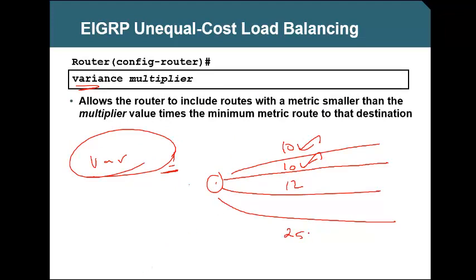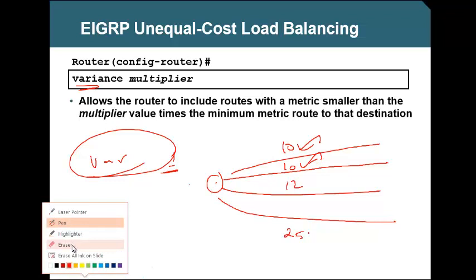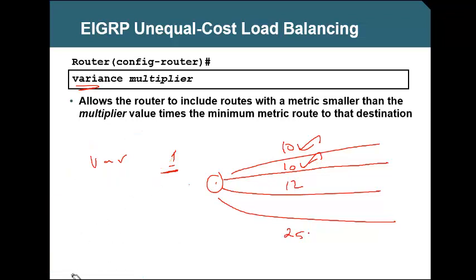This variance is just to tell that take the lowest metric. See, that is why it is called a multiplier. Multiply with 1. What will be the answer? 10. All the routes that are equal to 10 or less than 10 should be considered. So only these two will be considered.